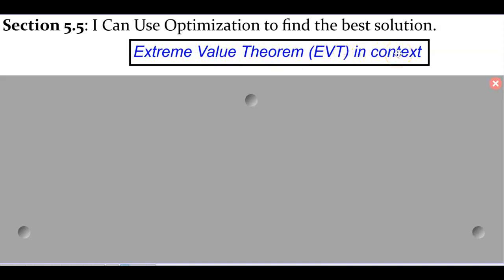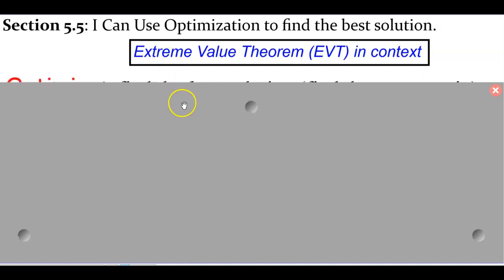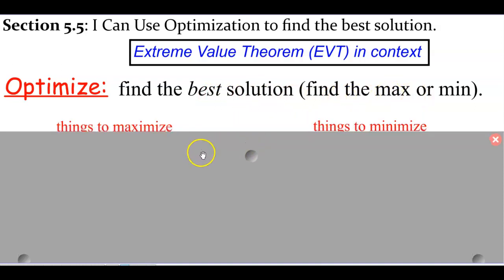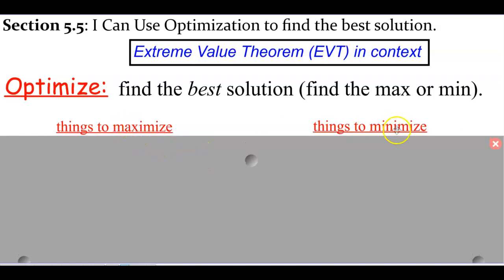Quick review of the extreme value theorem: if you have a function that's closed, continuous, and differentiable, then there must exist a maximum and a minimum within the given interval. So what we're going to do is take a look at the fact that we know that theorem is true. So we're going to optimize by finding the best solution, aka find the maximum or the minimum value. So what are some things that we would want to maximize or minimize?